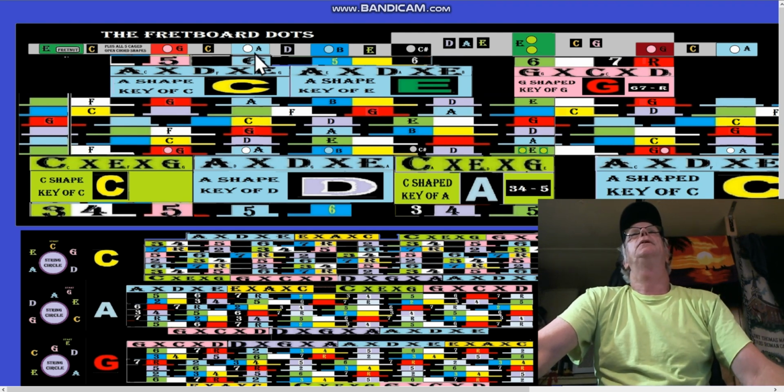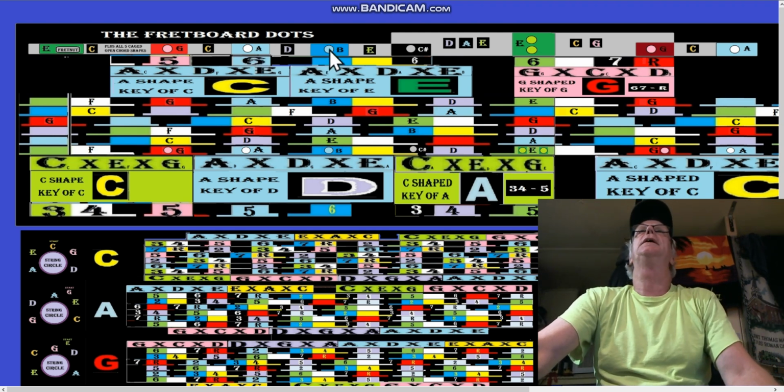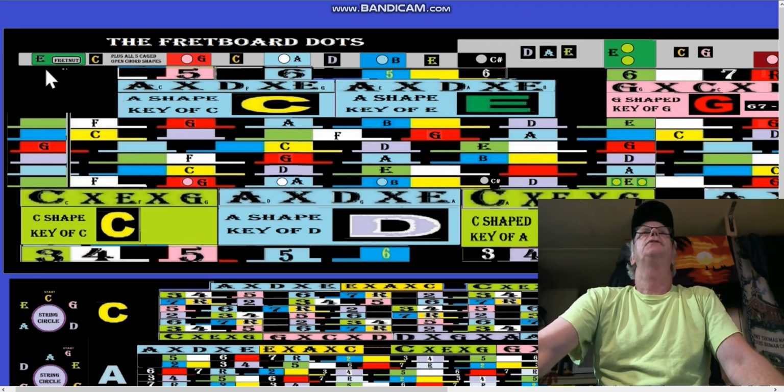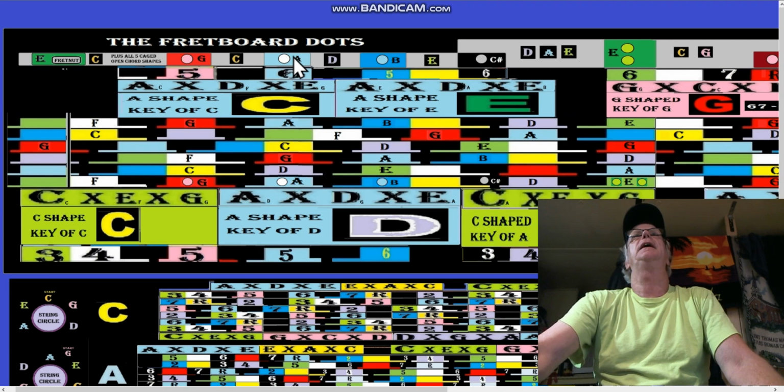But anyway, the intervals here are the way that I was looking at it originally. So we did the first two dot intervals here, open to G dot and G dot to A dot. We can do C right there. It's the C A shape, the C C shape, and the C A shape.